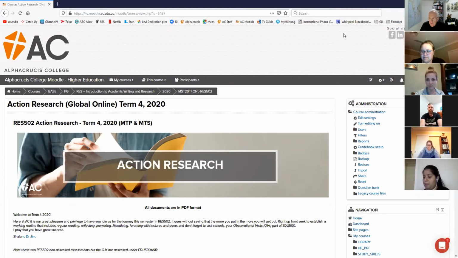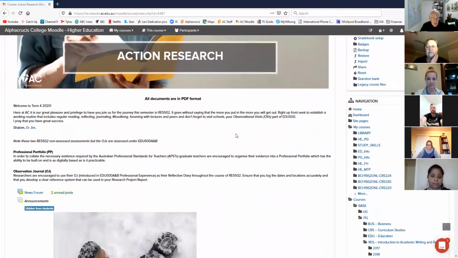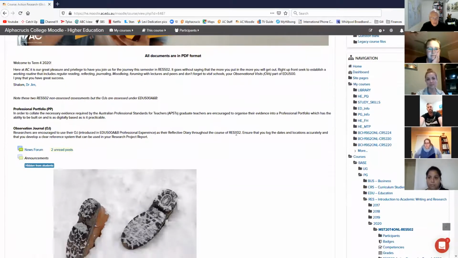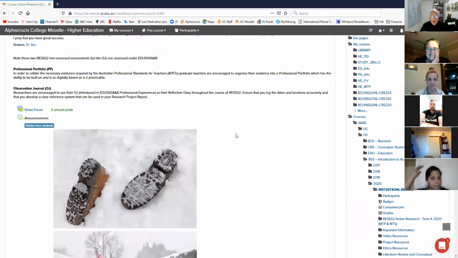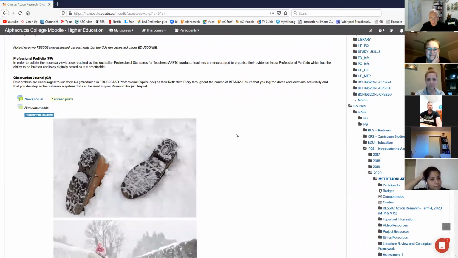So while folk may be finding their feet, let me just give a little tour of the Moodle page. So, the first stop might be this pair of boots. Katie, would you like to explain why I have a picture of a pair of boots?